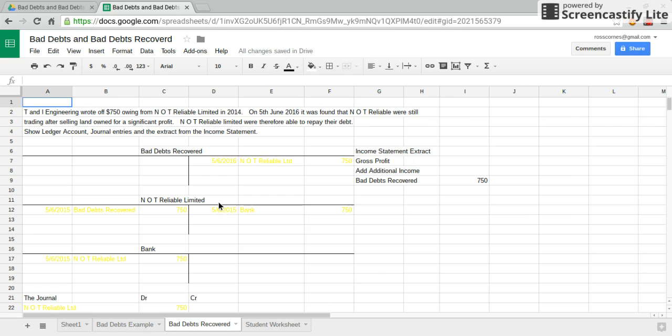Welcome back, bad debts recovered. Okay, T&I Engineering wrote off $750 from another company called Not Reliable. And they did this on the 5th of June 2014. But on the 5th of June, it's found that Not Reliable is still trading and they've actually got some money. So the business would go back to them and tell them that they owed this money.